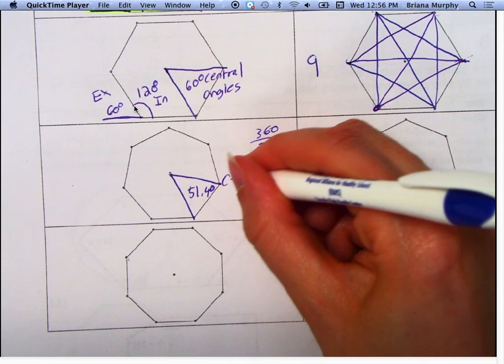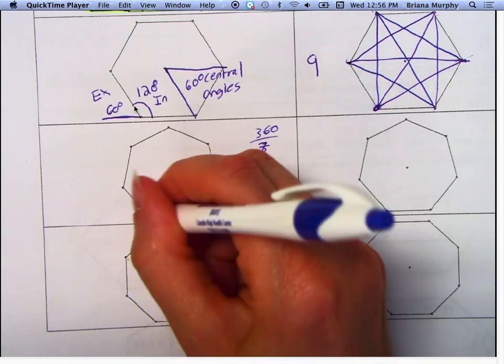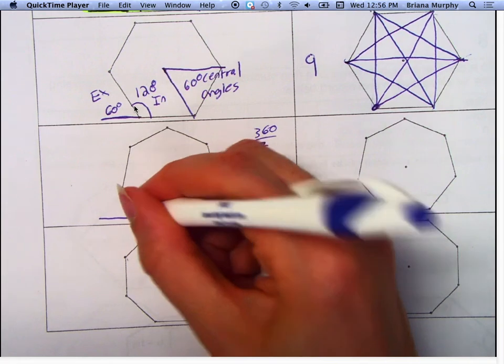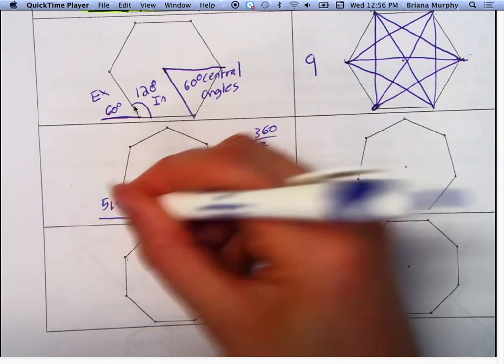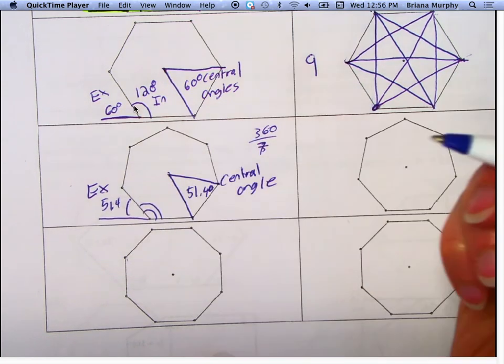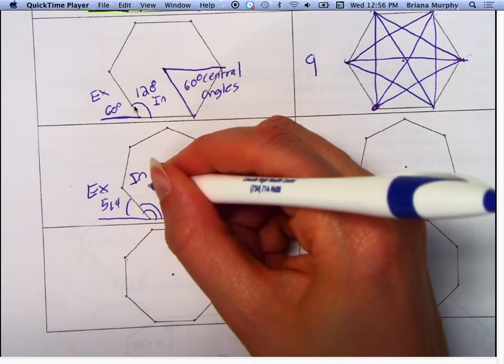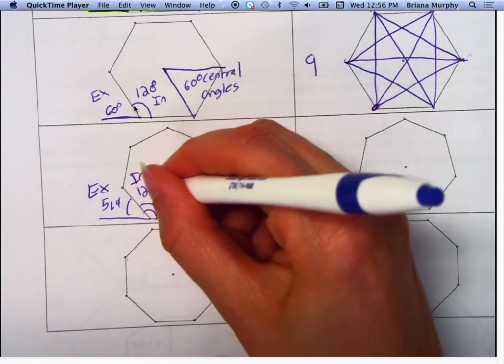That's my central angle. That is also the exterior angle, 51.4. So the interior angle would be 180 minus that, which is 128.6.